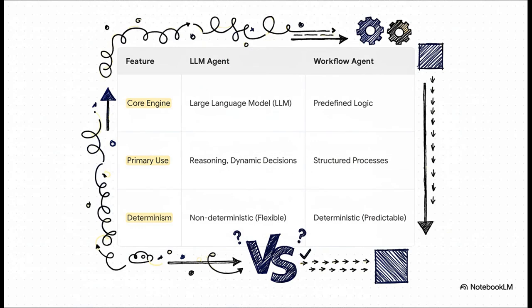In this table, it really boils down the choice to one crucial difference: predictability. See, you'd pick an LLM agent when you need that creative spark, that flexibility to handle things you didn't plan for. But if you've got a process that absolutely has to run the exact same way every single time, no exceptions, that's when you reach for a workflow agent. It's all about predictable, repeatable results.